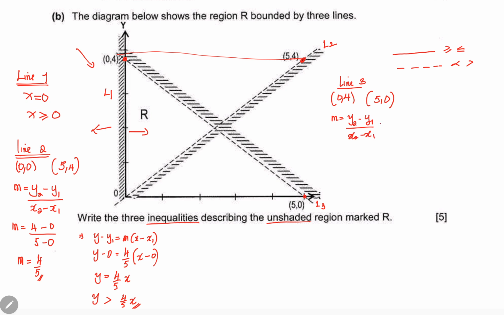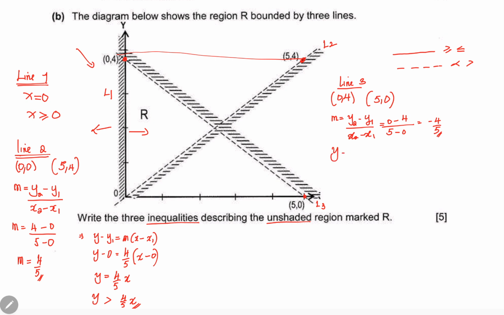So we get x2 and x1. Our y2 is 0. Our y1 is 4. Our x2 is the number there, 5. Our x1 is 0. This will give us -4/5, which I said should be the answer of the negative.